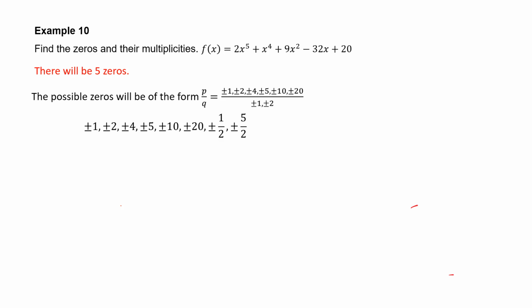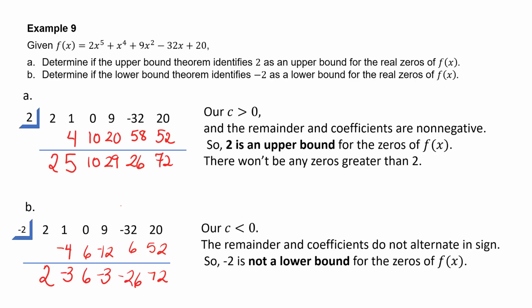But if you notice, this is the exact same polynomial we were just working with. So let's jump back there and see what we already know about this polynomial. So first of all, we know that 2 is not a 0, and 2 is an upper bound for the zeros of f of x. So there will not be any zeros above 2. And we know that -2 is not a 0, and -2 is not a lower bound. So we don't know what the lower bound is. So anything is fair game down there, but we know -2 is not a 0 anyway.